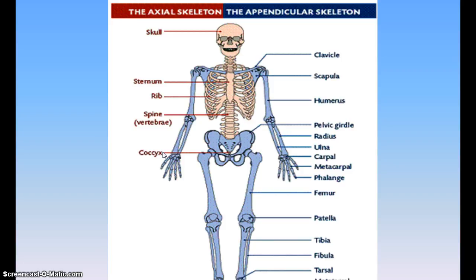The appendicular are all the bones in blue, and they are used for movement and limb attachment, so arms and legs, which are then attached onto the axial skeleton.